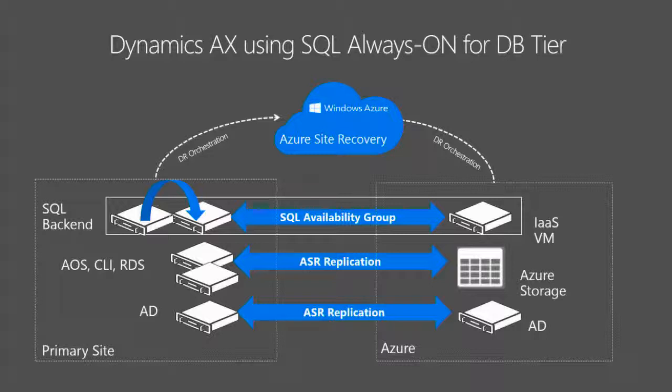We deal with the SQL availability group in terms of how we run the SQL. So we use SQL AlwaysOn when we're running on Azure, and also on-prem. And then we do the replication across those VMs for the AOS, the client, and the RDS, and everything else.